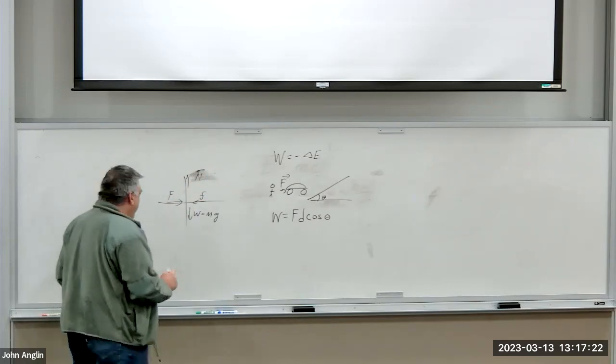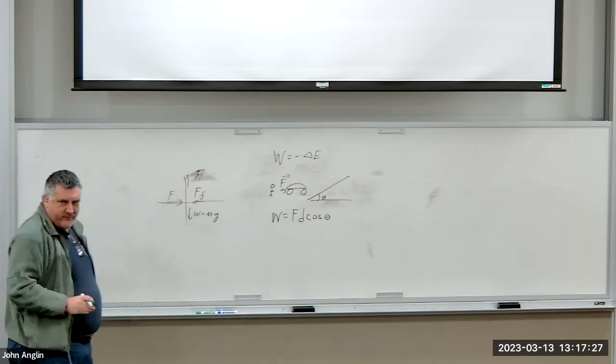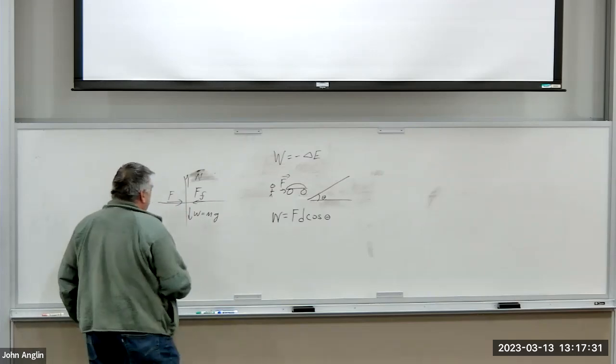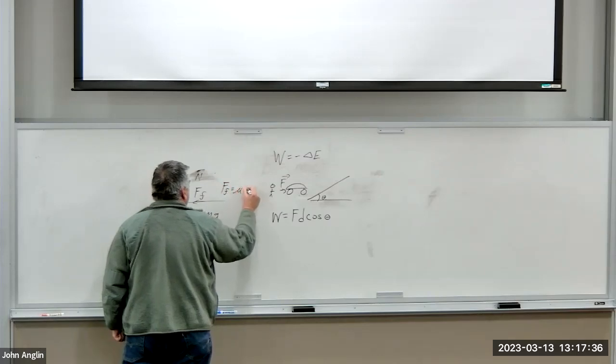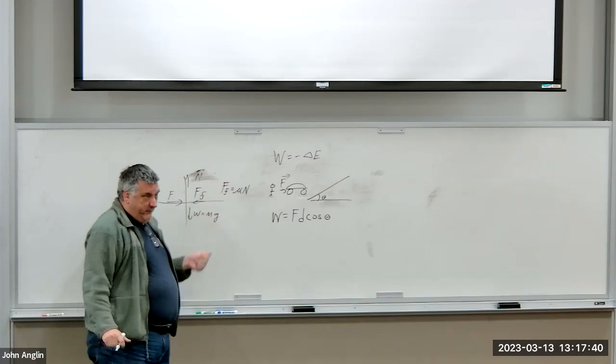So what we need to do is really find out what the force due to friction is. Those have to be equal. And we know that the force due to friction is that coefficient of friction mu times the normal force.